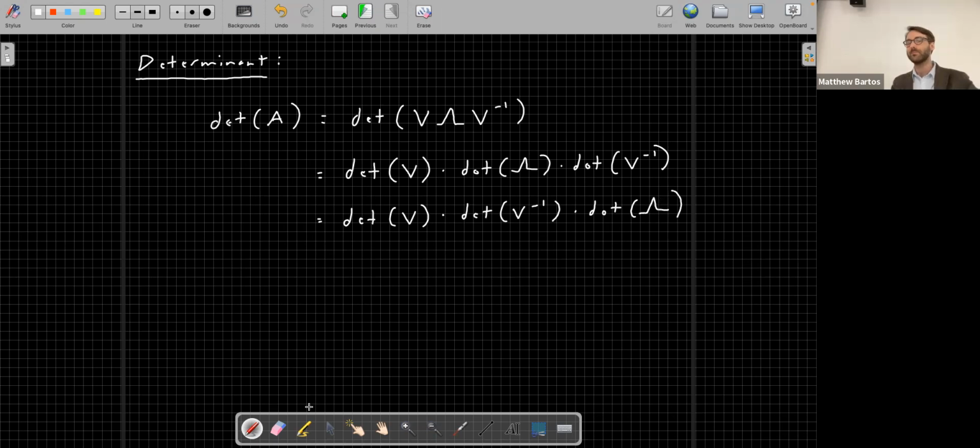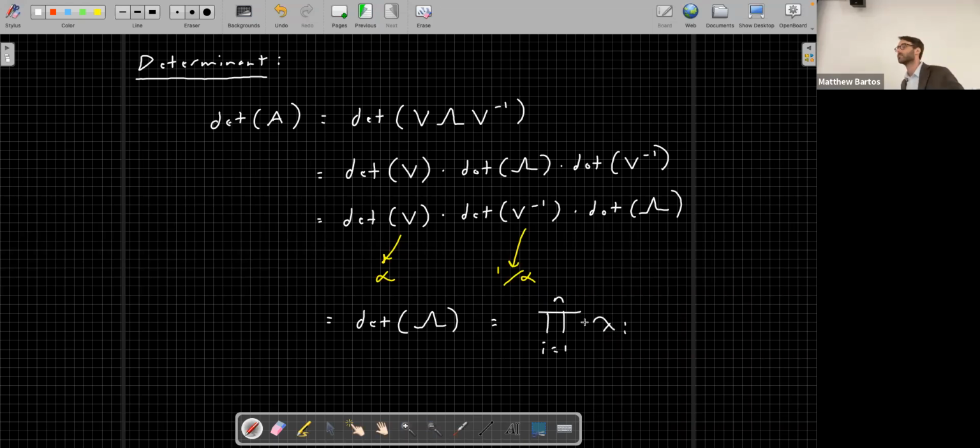And another property of the determinant that I didn't cover in class, but is in the notes, is that if you have the determinant of V, let's just say that the determinant of V is equal to some number alpha, and the determinant of V inverse will be 1 over alpha. And therefore, the determinant of A is equal to the determinant of lambda, our matrix of diagonal eigenvalues. So the determinant of a diagonal matrix will simply be equal to the product of the elements along the diagonal. And so the determinant of A is equal to the product of the eigenvalues from 1 to n. Okay, so this is the way I typically think about the determinant and the trace. The trace is the sum of the eigenvalues. The determinant is the product of the eigenvalues.